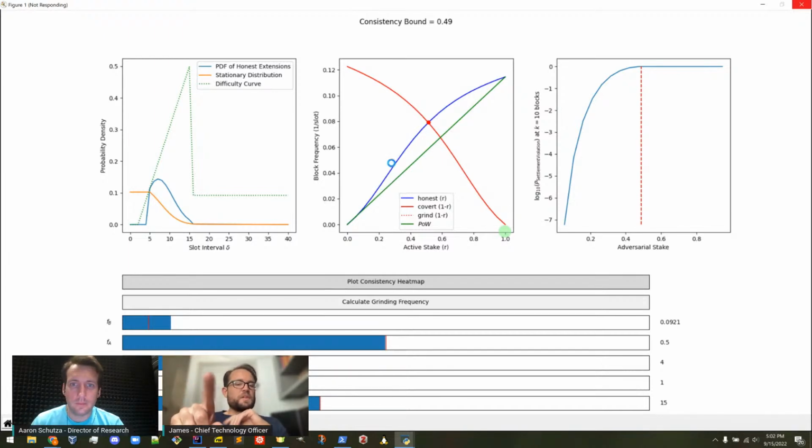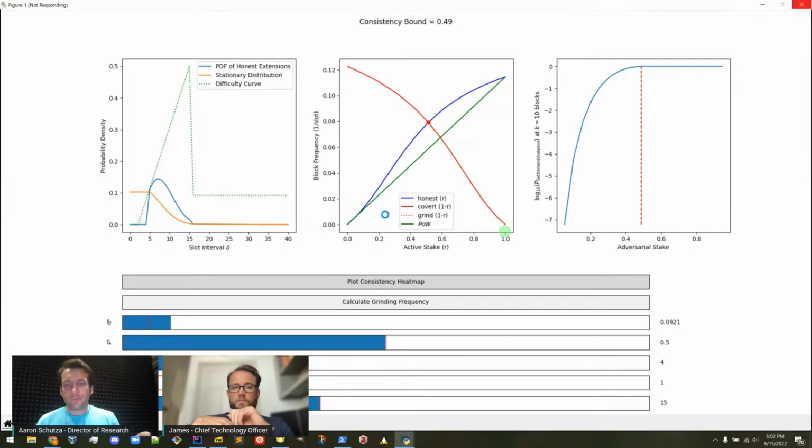Can you explain the difference between the covert and the grind strategy? So the covert strategy is just: let's give an adversary the amount of stake that the honest participants don't have, and then model it as if it's just a race between the two parties, both following the same rules. Except the honest participants have this network delay that's induced, and that's the covert line versus the honest line.